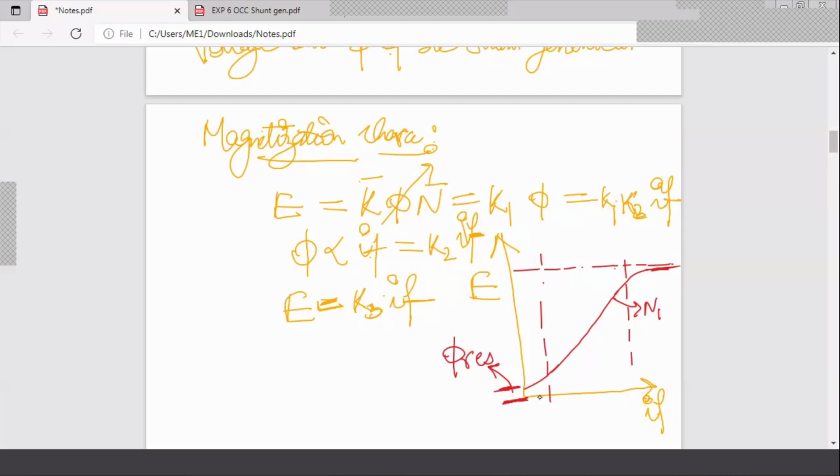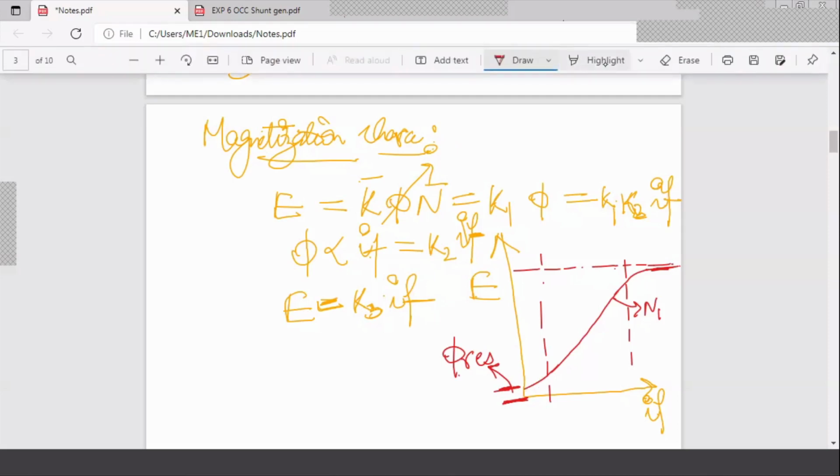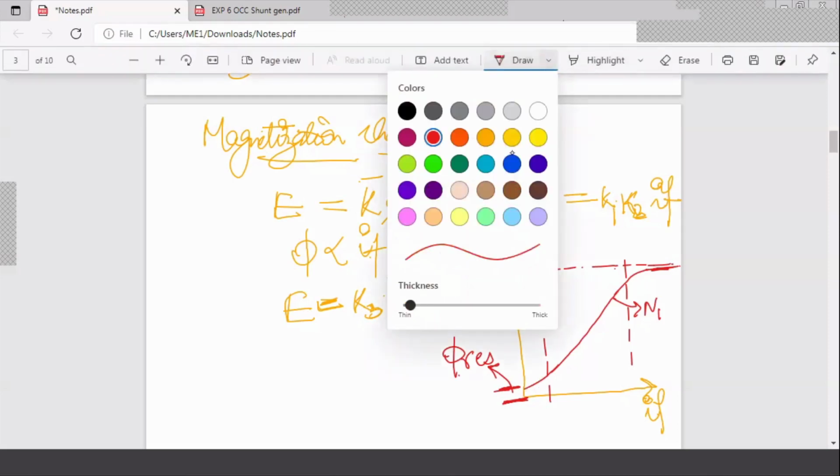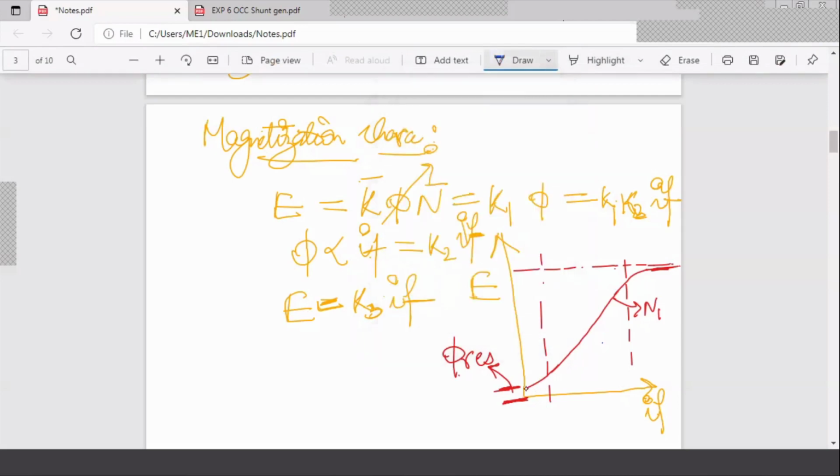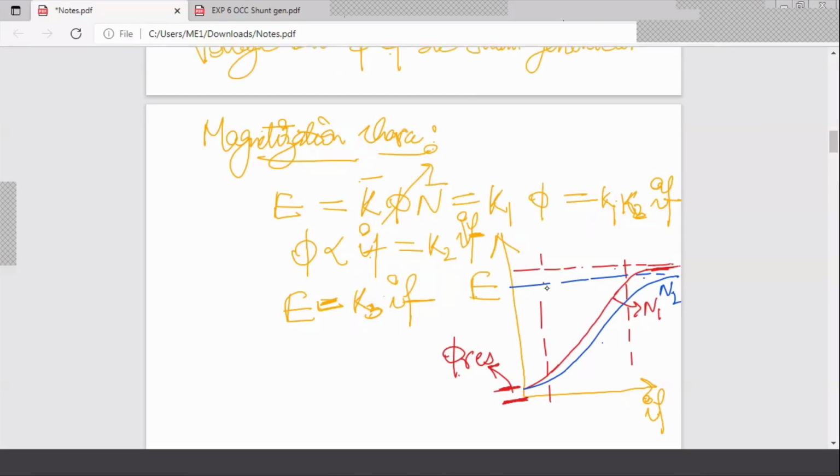Is it clear to everyone? Is it clear to all? Yes, sir. At another speed you may have another curve, so for example, like this, you may have for N2 and so on. Depending upon that, your final induced EMF voltage may vary. Is it clear? So this is the characteristics which we have to plot.